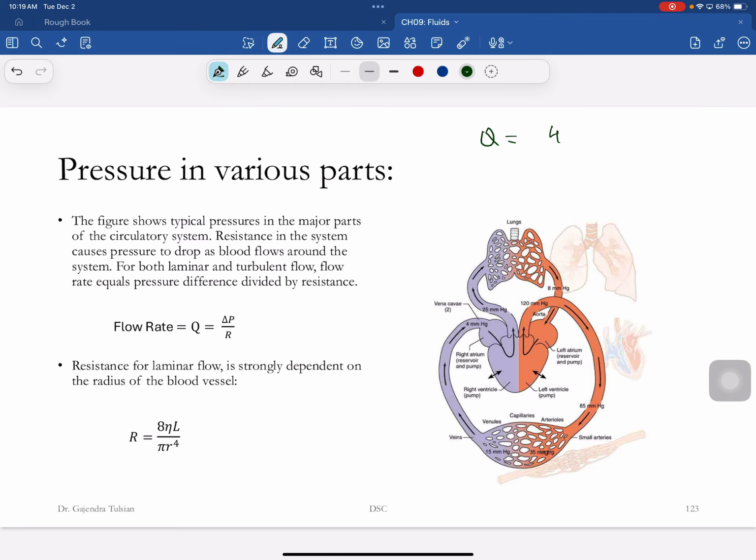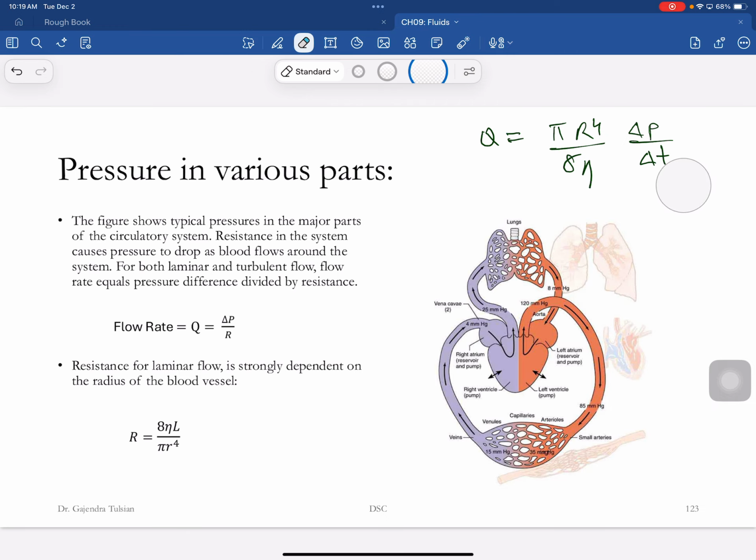Okay, so let's say here's blood flowing. I'm just making up a number. 2 liters of blood flowing per second here. How much blood is flowing here? So 2 liters of blood is flowing out of the heart in a second. How much blood is flowing into the heart in a second? 2 liters a second, right?